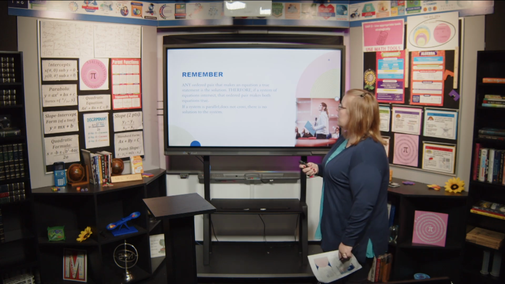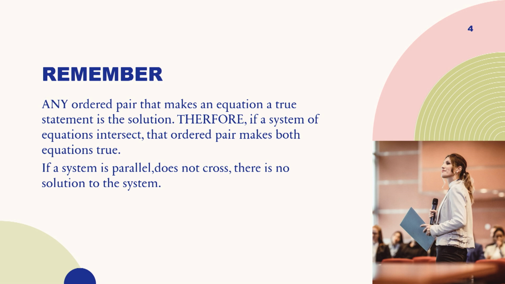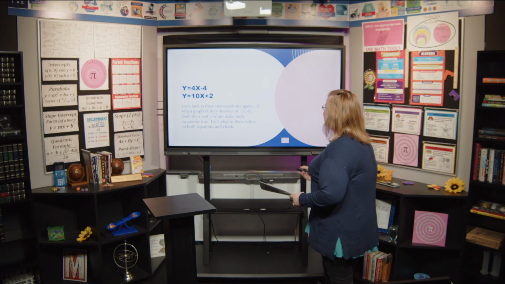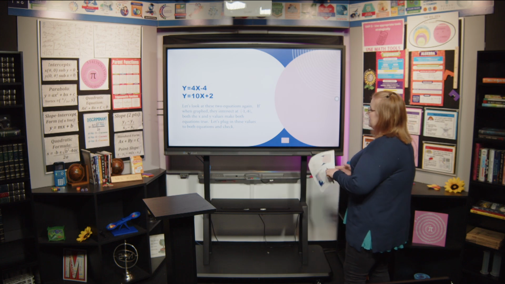Now, I need to remember, any ordered pair that makes an equation a true statement is a solution. Therefore, if a system of equations intersects, that ordered pair makes both equations true. If a system is parallel and does not cross, there is no solution to the system. So let's see what those are going to look like exactly.